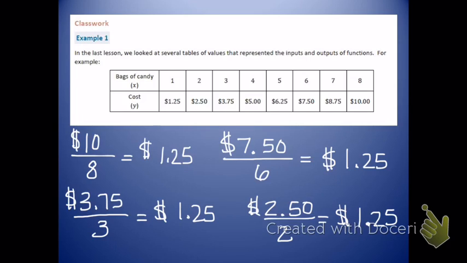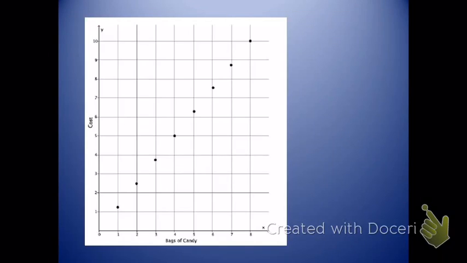And I can see that at the 1 bag of candy entry right here, 1 bag of candy is $1.25. So this clearly represents not only a linear relationship, but a proportional relationship. Okay, so I can see that the rate of change is the same for each of these points, or the slope value. And if I plot the points, I can see they're forming a line.